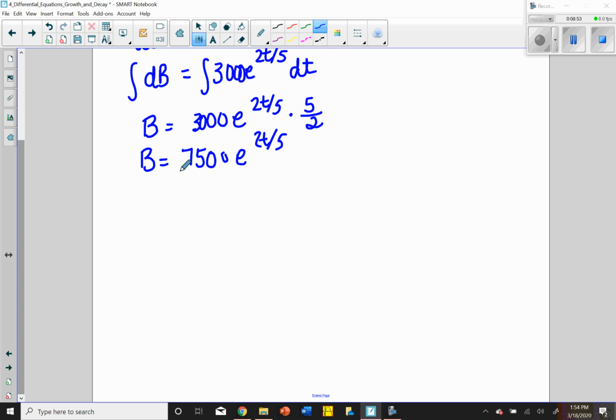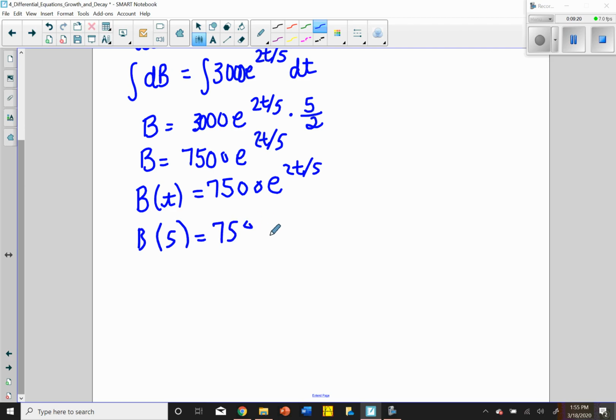So bacteria, the rate of growth of bacteria. So here's our particular solution: 7,500 e to the 2t divided by 5. We want to know what the bacteria count is at 5 units of time. So 7,500 e to the 2 times 5 divided by 5 would be e squared.